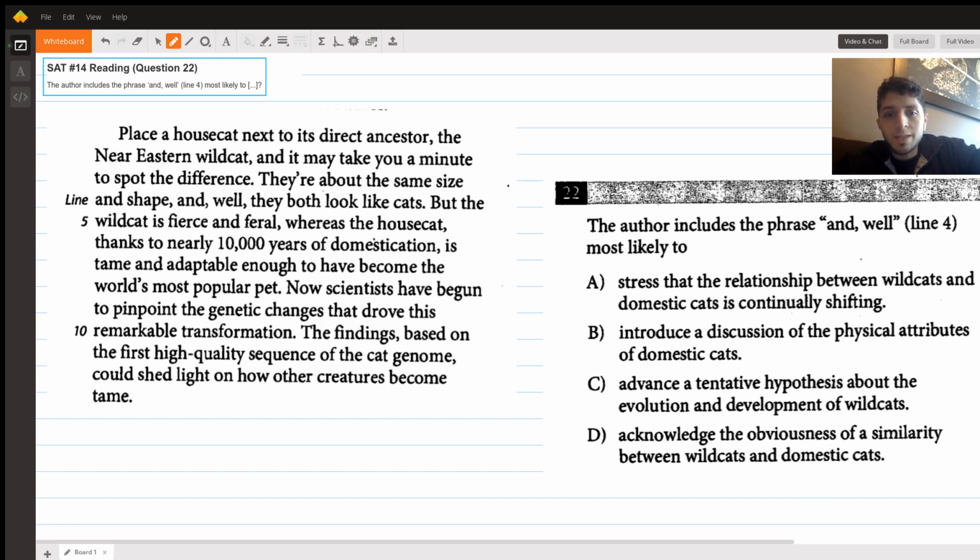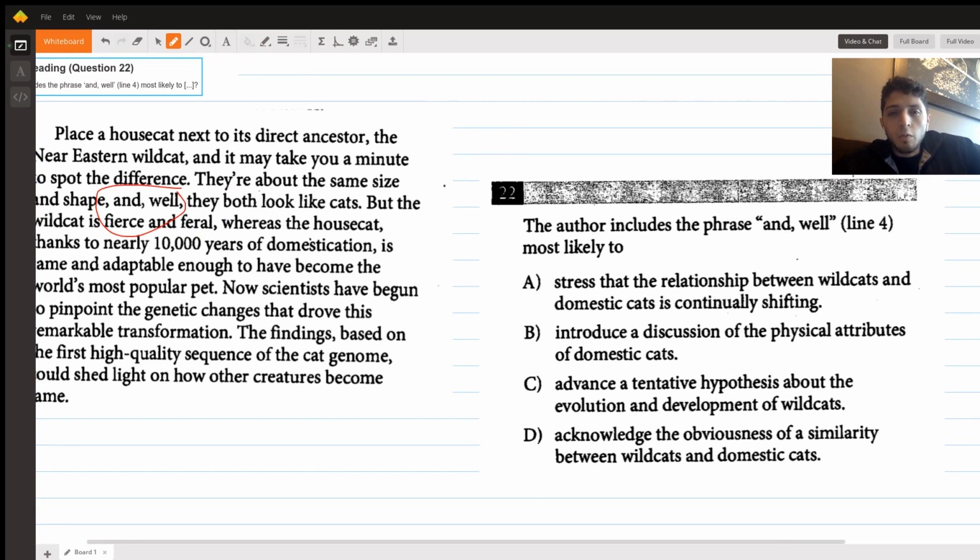So far, what's happening here is that it's beginning with a positive comparison between the wildcat and the house cat by saying they're very similar, in size and in shape. And then it says, and, well, they both look like cats. In terms of content, it's continuing by explaining that they are very similar in appearance. And rhetorically, it has a casual tone: they're the same size, the same shape, and of course they just look like cats. That's really the main thing. So we want to keep both of those things in mind as we go through the answer choices.